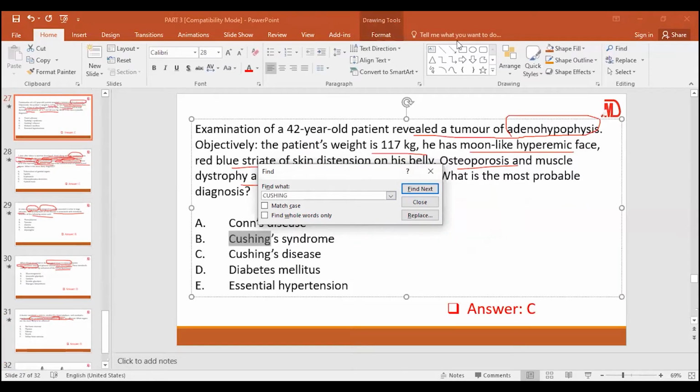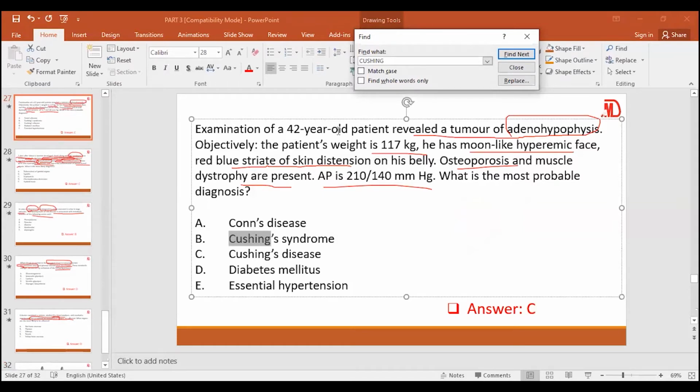Good. So this was a question, and the question says that examination of a 42-year-old patient revealed a tumor of the adenohypophysis, and we've established that adenohypophysis also means the pituitary gland. Now, these objective findings are the signs and symptoms we are looking at. But the question is, what is the diagnosis? And we are saying the diagnosis is Cushing disease, because in Cushing disease, we normally have a tumor of the pituitary gland. In Cushing syndrome, these are simply signs and symptoms of excess cortisol or high cortisol. Does it make sense now?